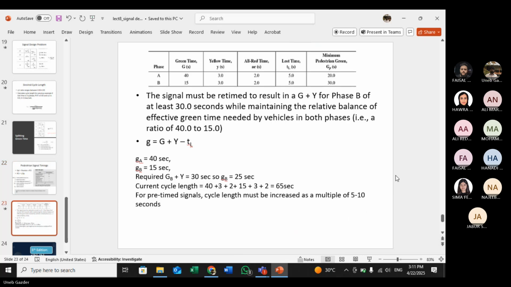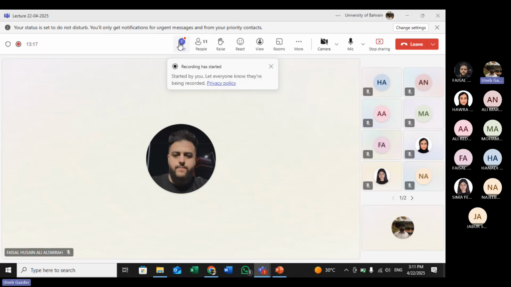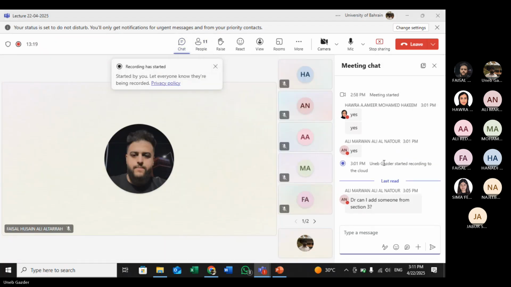Before I move to the example, anybody have any questions? Are there any questions from anyone? If somebody wants to join from section 3, go ahead, no problem, I don't mind. Are there any other questions or any other problems?